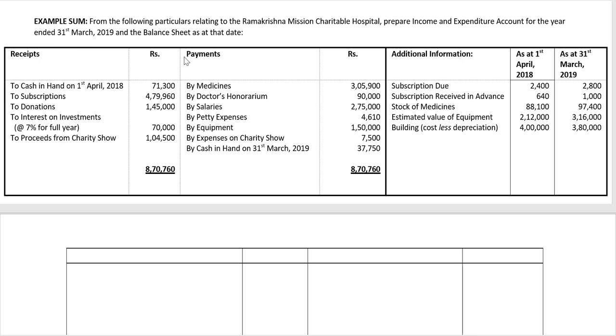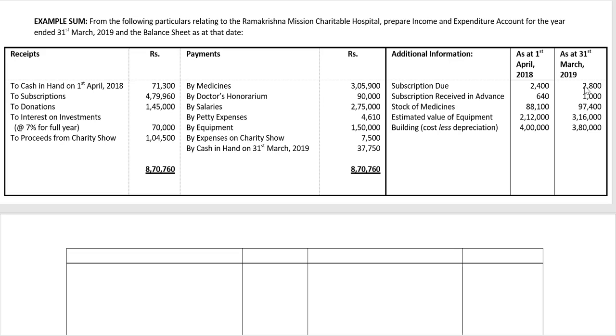From the following particulars relating to Ramakrishna Mission Charitable Hospital, prepare income and expenditure account for the year ended 31st March 2019 and the balance sheet as at that date. To the left of the screen, we have the receipts and the payments account given, and on the right, we have the additional information. We have particulars of items along with their balances at the beginning of the year, which is on 1st April 2018, as well as the balances on 31st March 2019, which is the end of the accounting period.